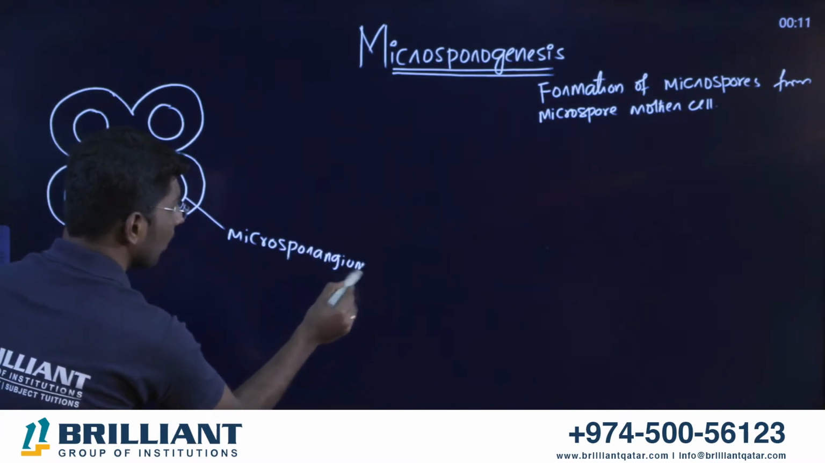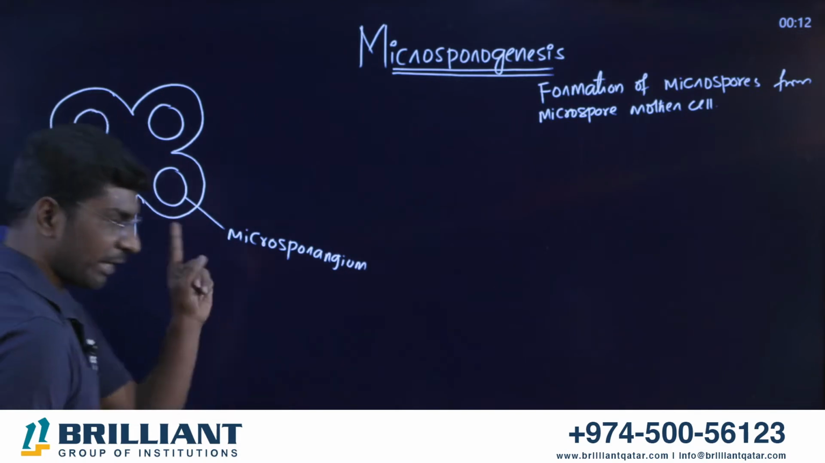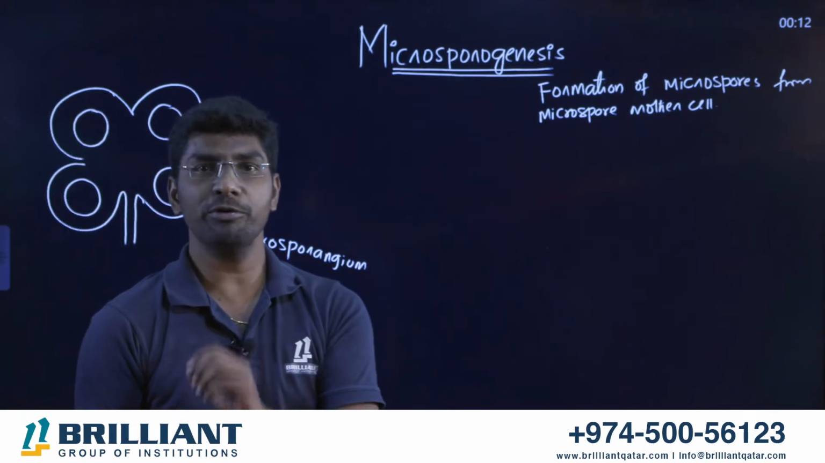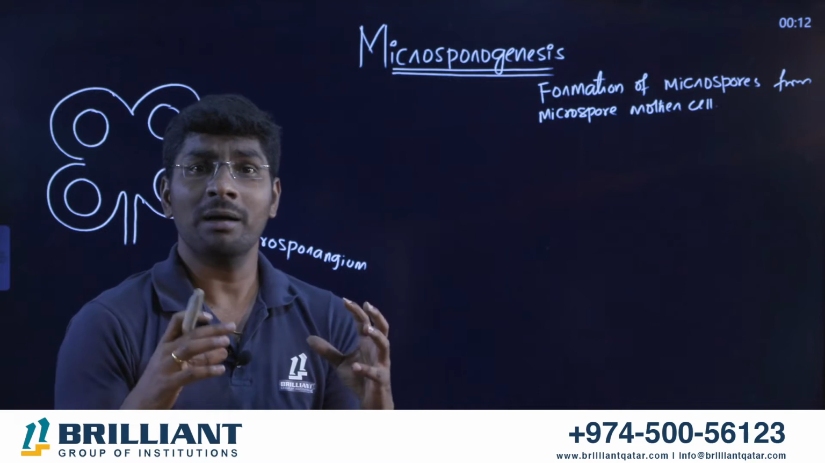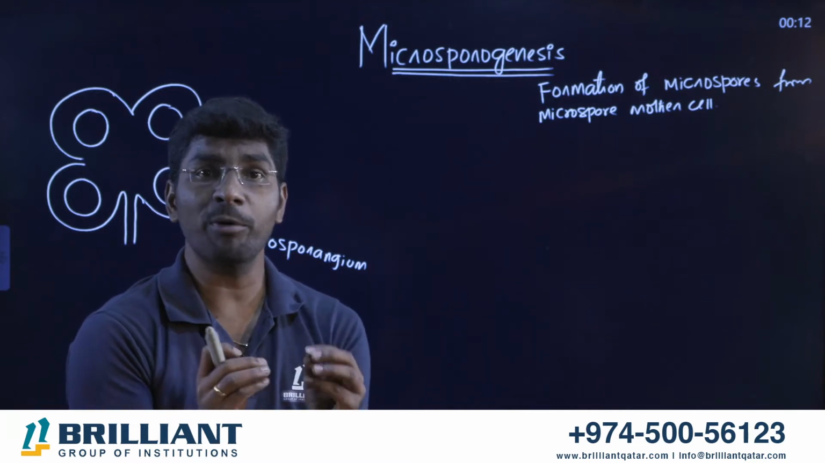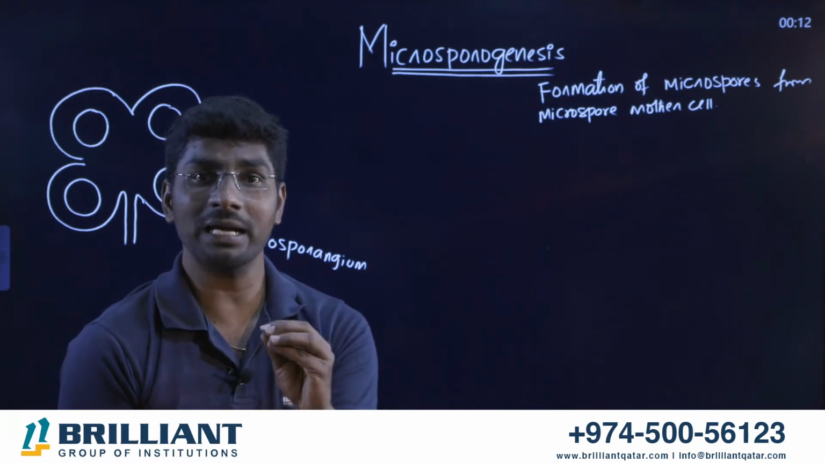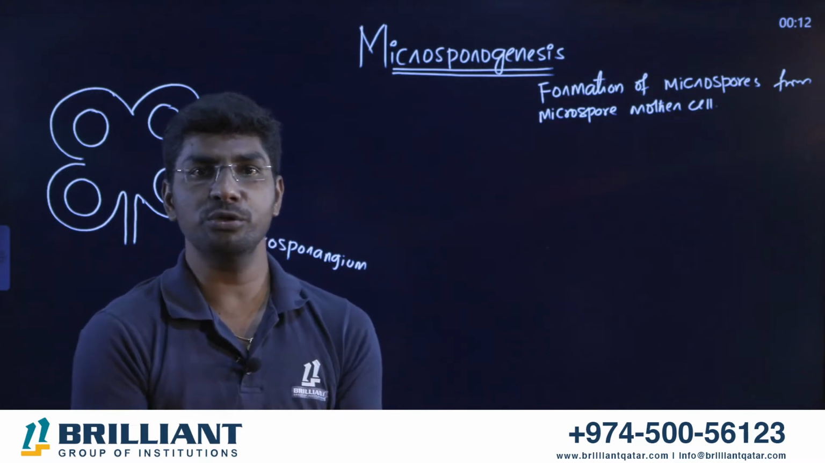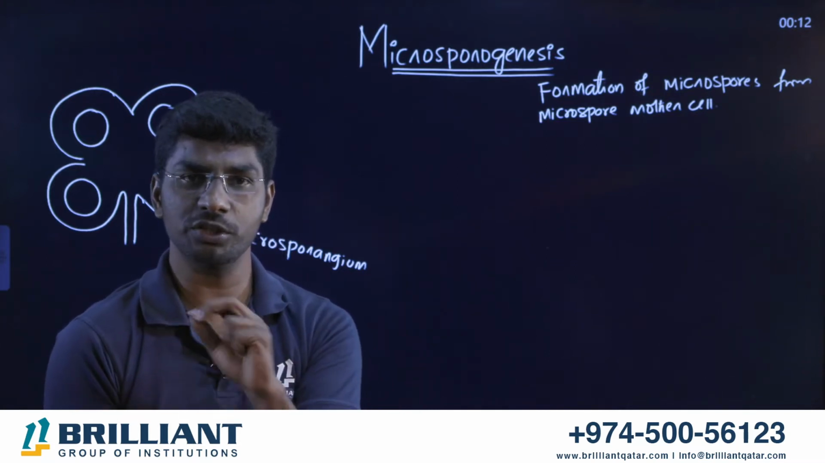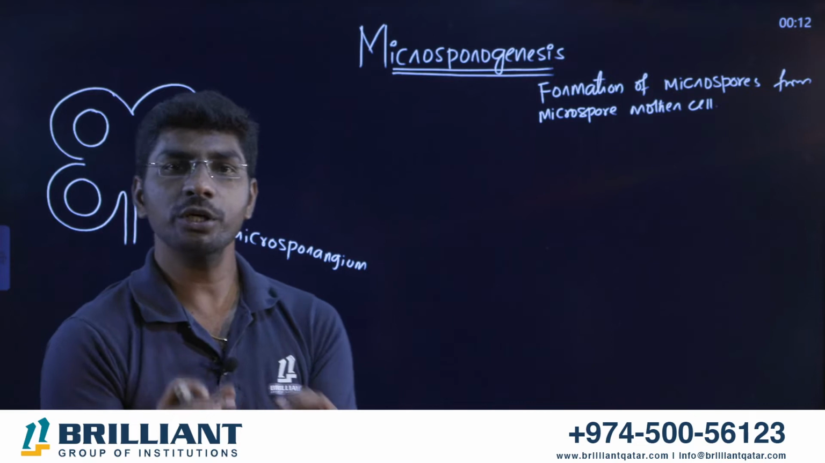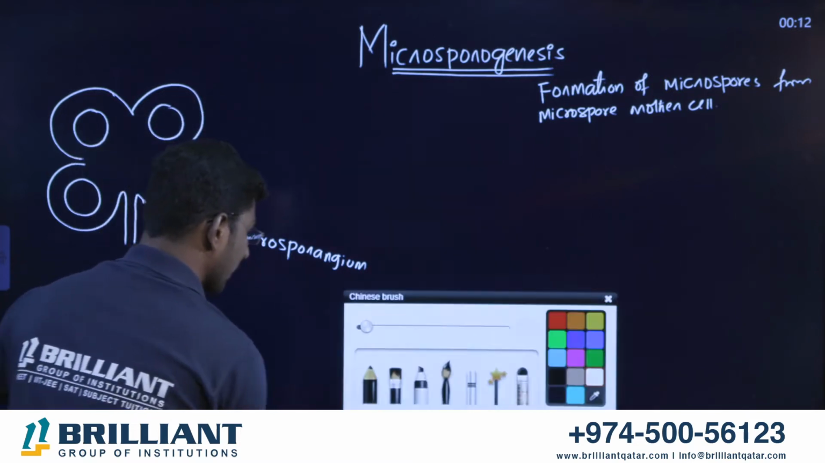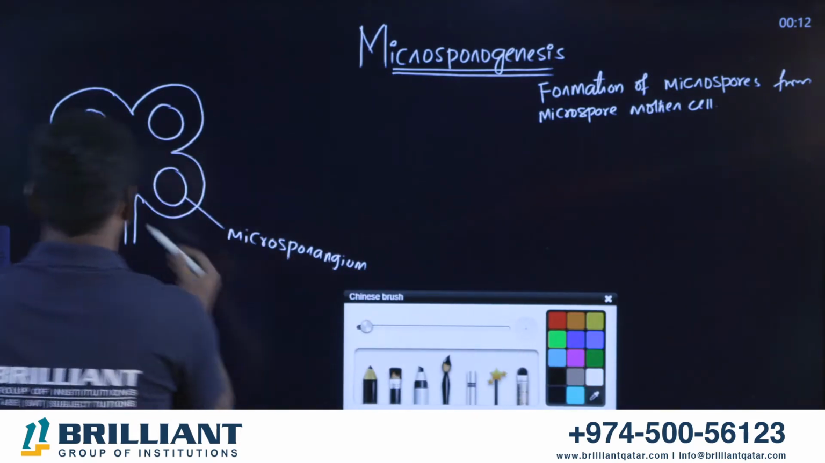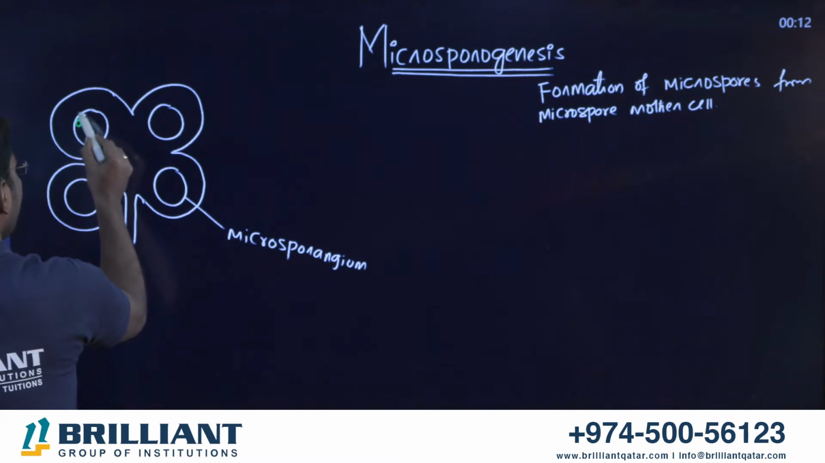Microsporangium. Fine. So inside the microsporangium, students, keep in your mind there is compactly arranged diploid tissue. The compactly arranged diploid tissue is called sporogenous tissue. So let me write here. Inside this one there are many compactly arranged diploid cells. This is called compactly arranged sporogenous tissue.